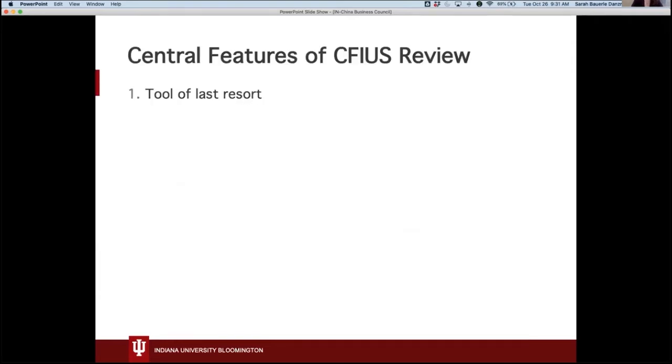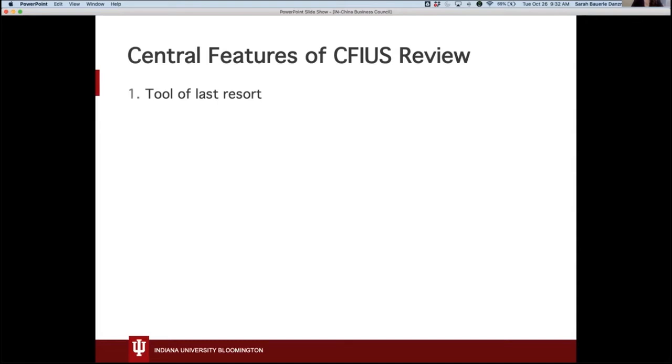I want to highlight a few key features of the CFIUS process. So first, while CFIUS has received much more attention from politicians and the press in recent years, it really is supposed to be a tool of last resort. So when a president issues a prohibition, the order always states that there are no other provisions in law that can adequately mitigate the national security risk.